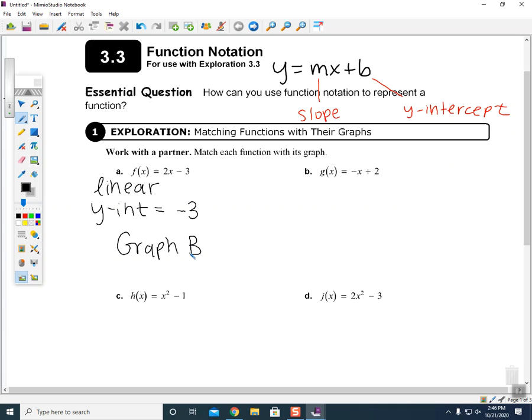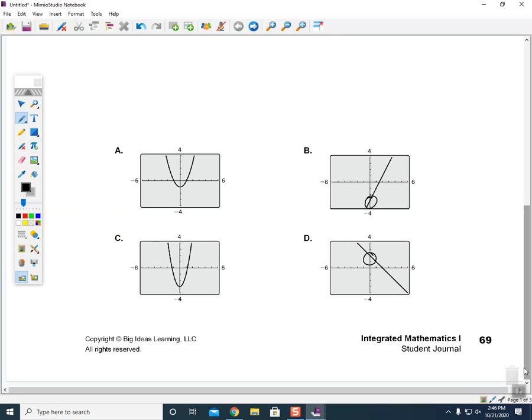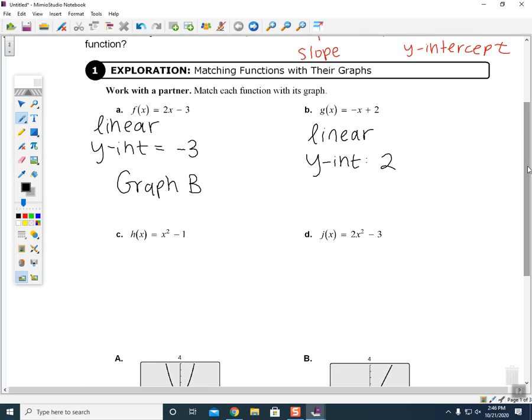All right. My next one, g of x equals negative x plus 2. Again, I can say this one is going to be linear because x has an exponent of 1. My y-intercept, in this case, is going to be a positive 2. So if I look down here, I already used graph B, so it's going to be graph D because I can see that it's a line, but it does cross at a positive 2, so it checks out. So for letter B, I'm using graph D.